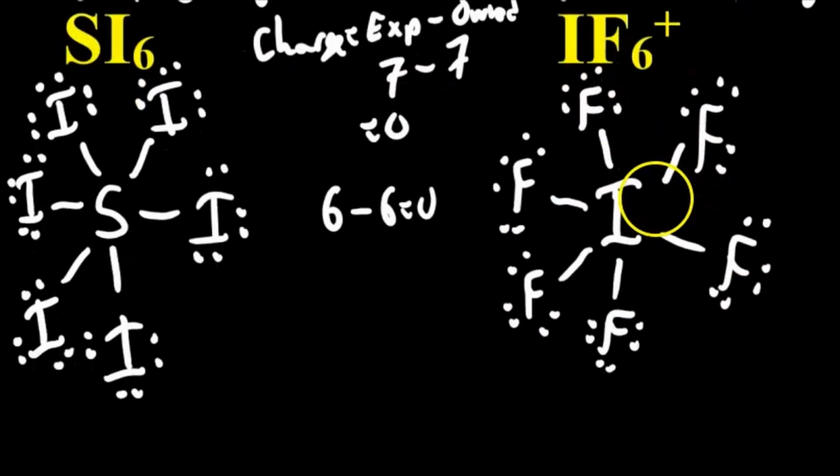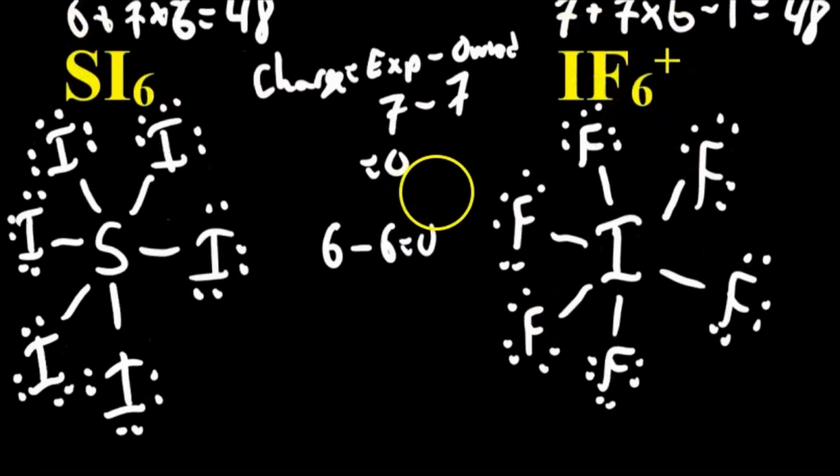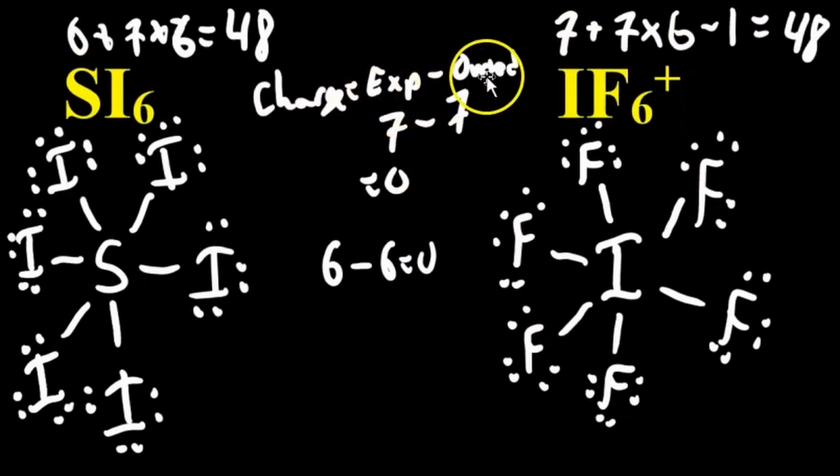Now we need to know the charge. Well, if we look at fluorine, charge equals expected minus owned, and this is true for these fluorines. We expect fluorine to have 7, so it's 7 minus how much does each fluorine own? How many electrons does each fluorine own? It owns 6 here, plus 1 from each bond, so 7. So there's no charge on the fluorine.